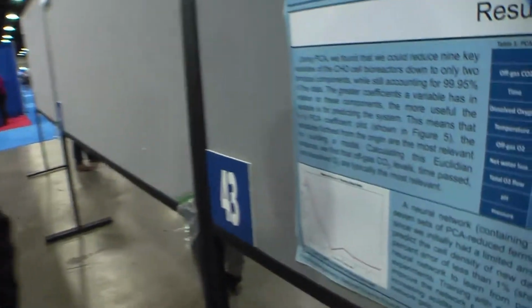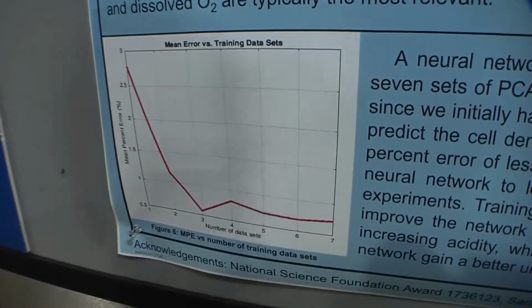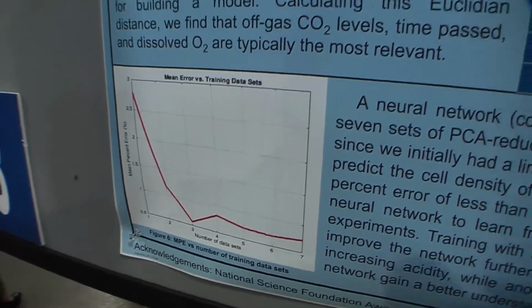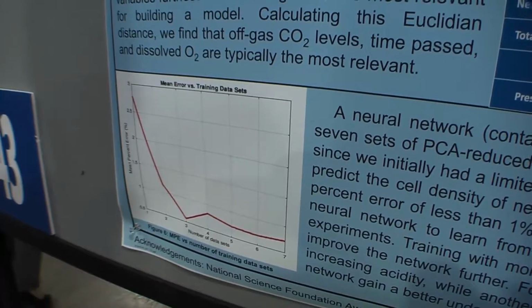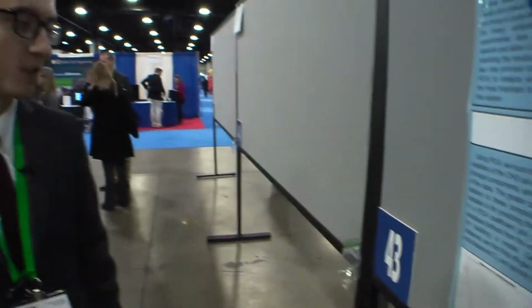So then what I did is I trained it with existing data sets of E. coli previous runs. And I found that after training this neural network with 6 or 7 runs, it would drop down to less than 1% mean percent error. So that kind of validates that this neural network system is good at modeling cell cultures overall.